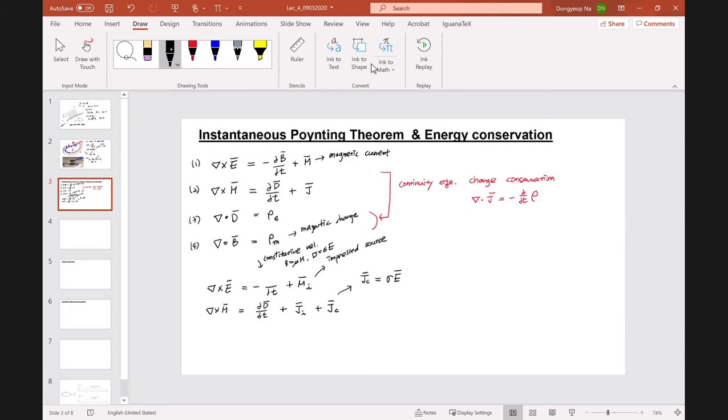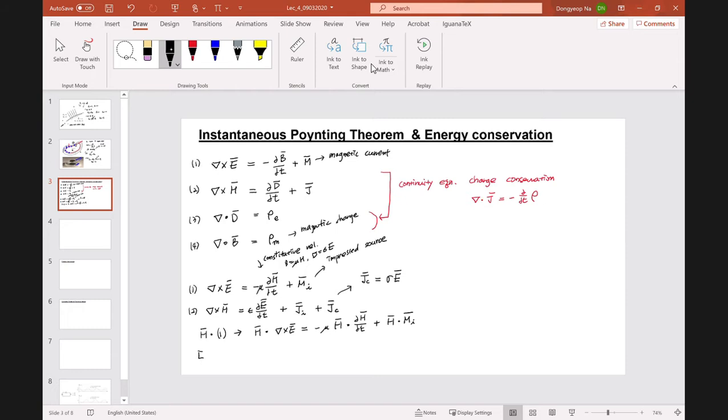Okay, so it's going to be mu H, and then epsilon delta E. Then let us multiply the H field to equation 1, inner product, so it's going to be H inner product curl E, equals mu H dot partial H partial T plus H dot Mi. This is one manipulation.